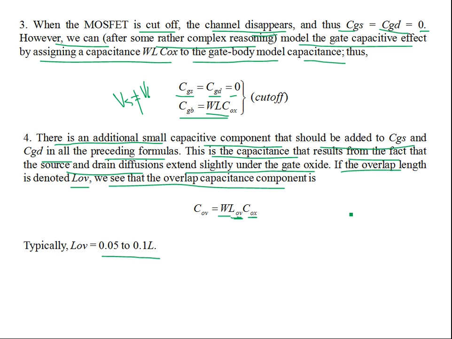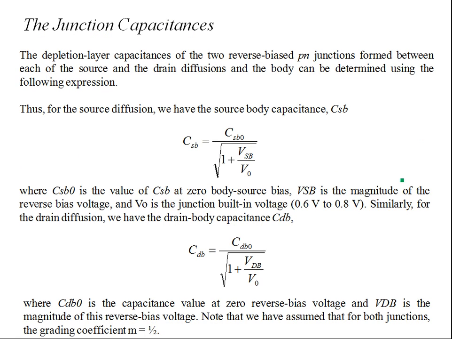All right. So we have this capacitance between the gate and the other terminals. Then come the purely internal capacitances, which are the junction capacitances. These junction capacitances are, if you recall, the PN junction capacitances, which are reverse biased in both the source and the drain. The depletion layer capacitances of the 2 reverse-biased PN junctions formed between each of the source and drain diffusions and the body can be determined using the following expressions.